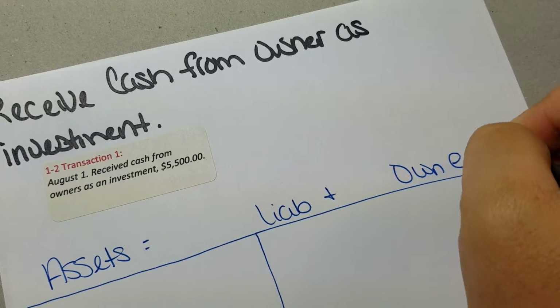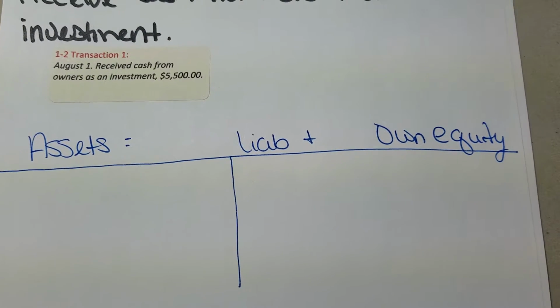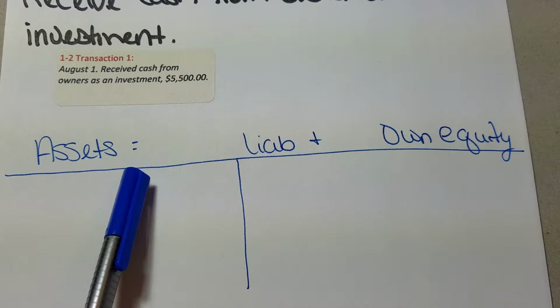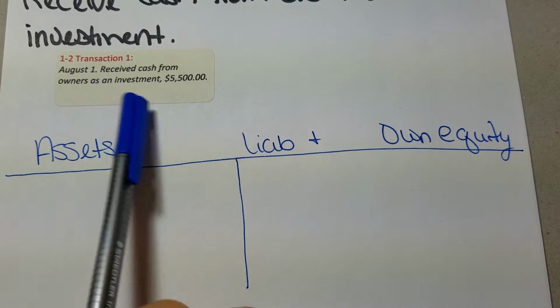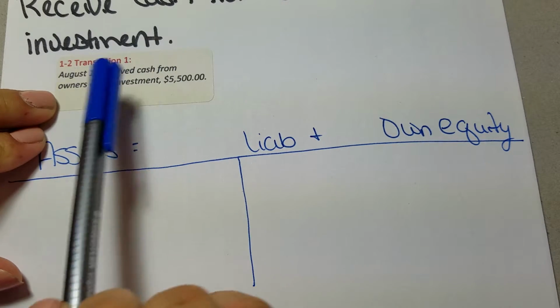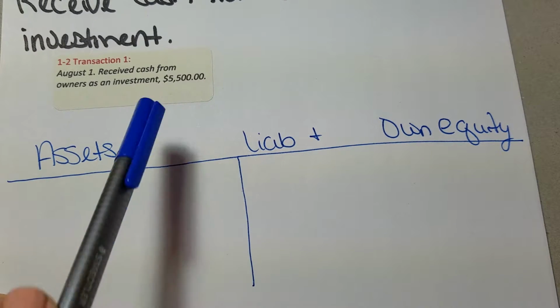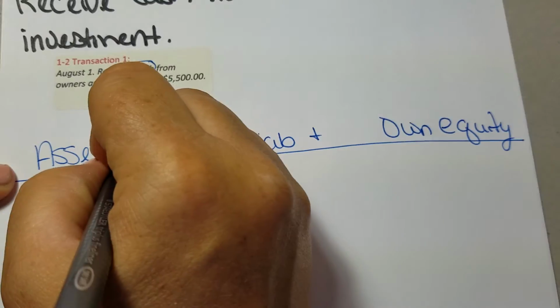Okay, so under our assets, we're going to have accounts for everything we have here. So an asset is anything that is going to be of value. Remember we learned that at the very end of the last section. An asset is anything of value that is owned. So in here, received cash from the owner as an investment, I can see two accounts, and one of them certainly has value, which is the cash. So my cash is going to be an asset. So I'm going to go ahead and put cash here.